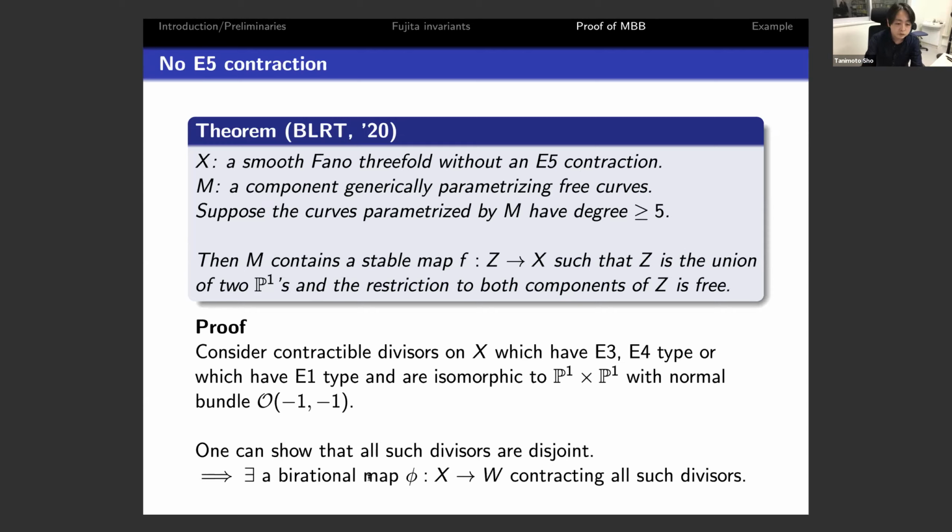So first consider the contractible divisors of E3, E4 type or E1 type, which are isomorphic to P1 cross P1 with normal bundle O(-1,-1). So this is exactly like a quadric surface with both rulings corresponding to E1 contractions. And then one can show that this is essentially known to Mori and Mukai. It's hidden there. In Mori and Mukai's paper, they basically show that these contractible divisors are disjoint. So one can prove that there's a birational map contracting all such divisors.